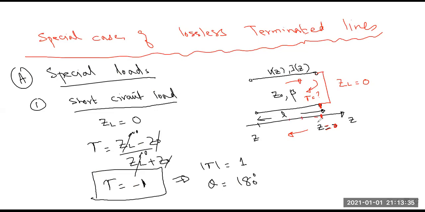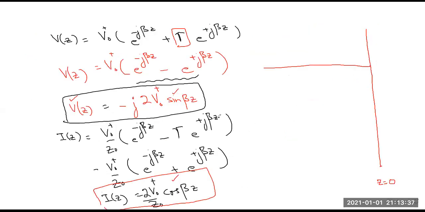Okay, so at Z equal to 0, what will be the voltage? Let's assume that first I'm plotting the voltage. So voltage at Z equal to 0. Z equal to 0 means sine of 0 is 0, so voltage is equal to 0 here. And then as you increase Z, the voltage will increase as per sine function.